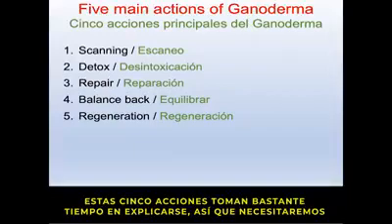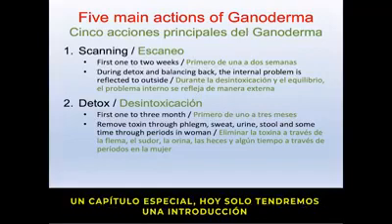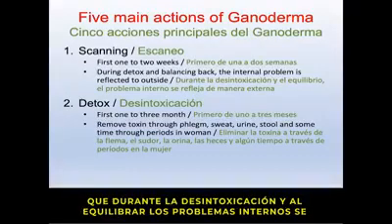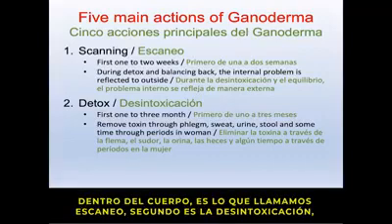These 5 actions also need a long time to explain, and each action also needs a special chapter. Here we just make some simple introduction. So first is the scanning. Scanning will happen in 1 or 2 weeks after taking Ganoterapia. During the detox and balancing back, the internal problem is reflected to the outside. So from the outside symptoms, we can know what is happening inside the body. This we call scanning.